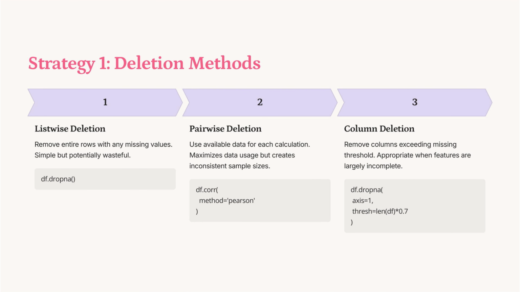Deletion methods are crucial for handling missing data. Listwise deletion removes entire rows with missing values, offering simplicity but risking data loss. Pairwise deletion uses available data for each calculation, maximizing data usage but causing inconsistent sample sizes. Column deletion removes columns with excessive missing data, suitable when features are largely incomplete.